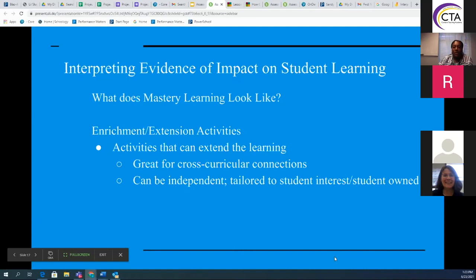So one thing I want to note with that is that this is a great time for cross-curricular connections. I know that's one thing that's being pushed, to have cross-curricular connections within the classroom. So this is one way that you can extend the learning. It also could be a time for independent work, tailored to the student's individual interest, or make it student owned.